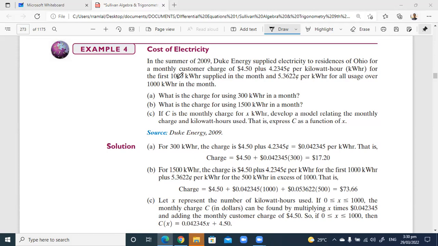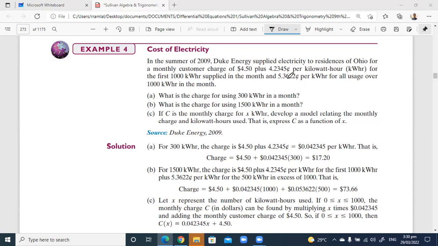For every 1 kilowatt hour you burn, you're paying 4.2345 cents for the first 1,000 kilowatt hours supplied in the month. So if you burn anything from 0 to 1,000, you have to pay what? The fixed charge, and then you're paying 4.2345 cents per kilowatt hour. But once you go above 1,000, look at it.